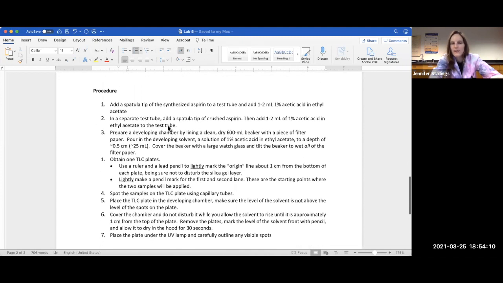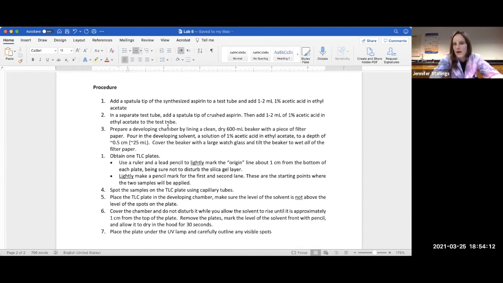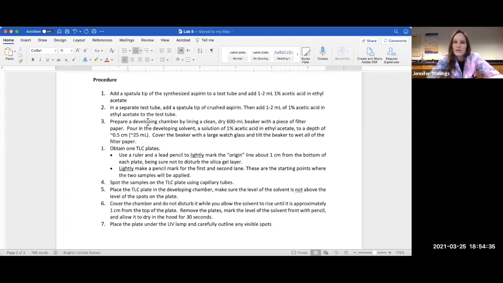I'm going to add a spatula tip amount of my synthesized aspirin to a test tube, and then I'll add 1 to 2 milliliters of my 1% acetic acid and ethyl acetate, and then I'll do the same with my regular crushed aspirin and add 1 to 2 milliliters of 1% acetic acid and ethyl acetate, so that I have 2 separate test tubes.